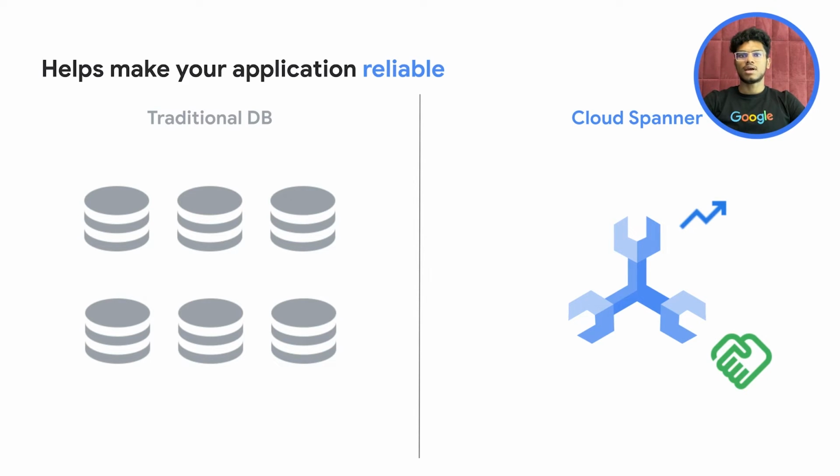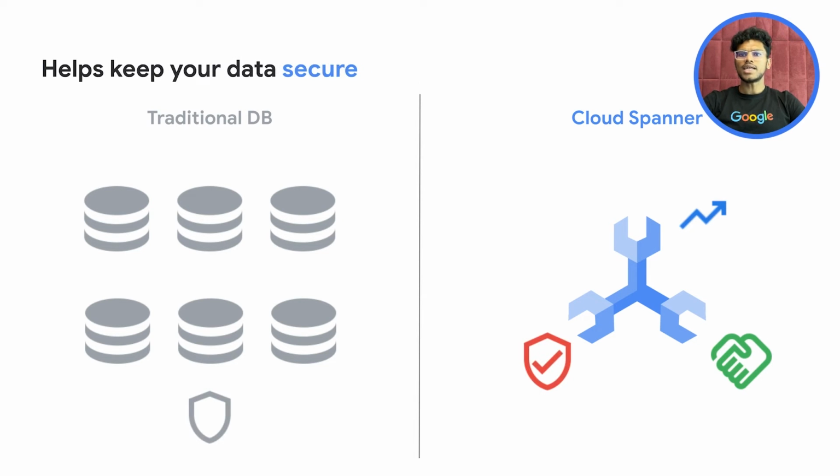Next, let's consider security. Data needs to be encrypted at rest and often in transit as well to adhere to compliance requirements. This is quite challenging to set up manually and requires considerable development effort. However, Cloud Spanner provides both encryption at rest as well as in transit by default.